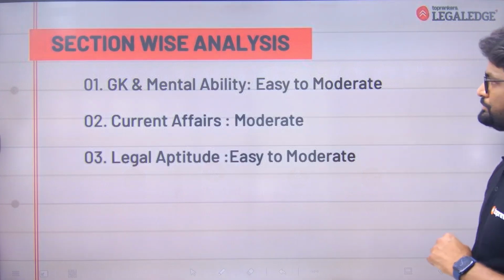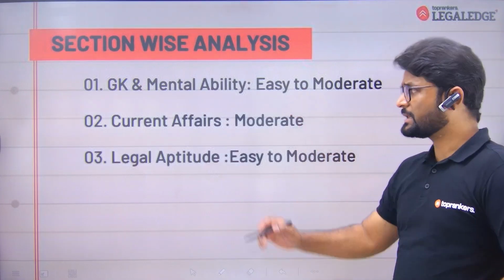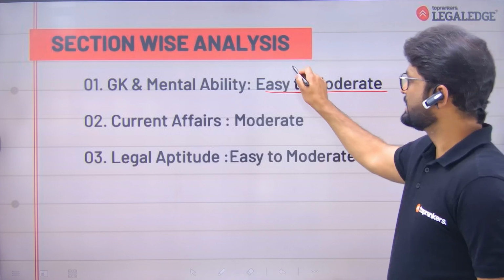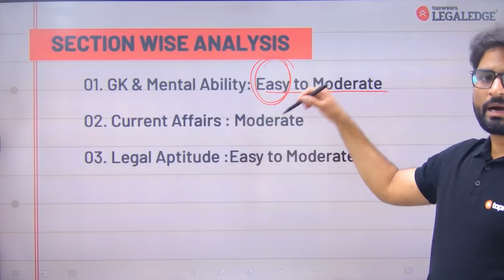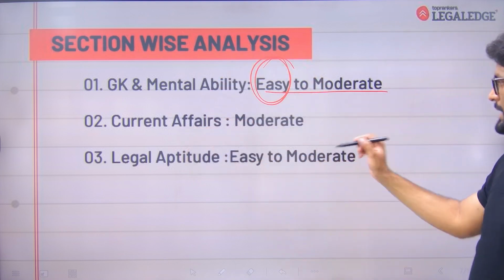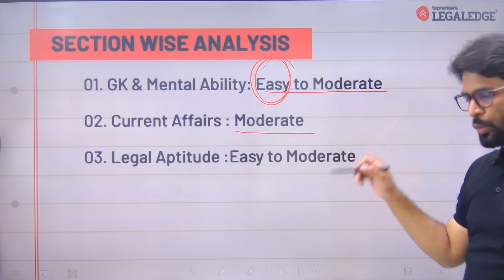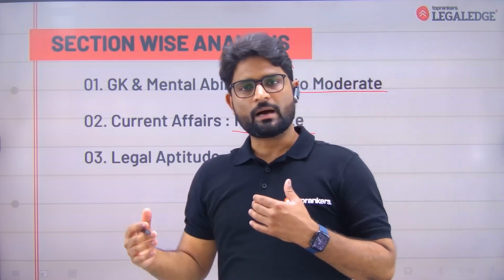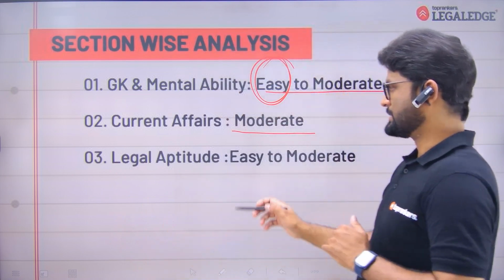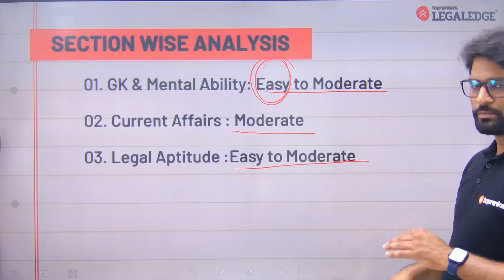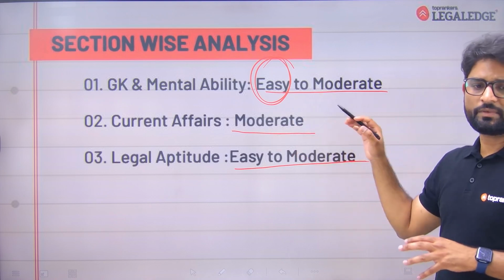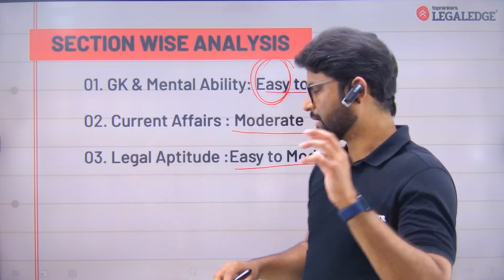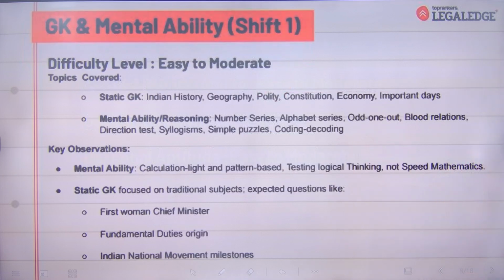Let's move forward with the section-wise analysis. Based on our analysis, GK and mental ability was easy to moderate. The team has marked it as more on the easier side. Current affairs was moderate and required depth. If someone hasn't prepared it decently, they will struggle in current affairs. Legal aptitude was again easy to moderate, and that is why we have categorized this shift paper as being on the moderate side, not on the easier side.